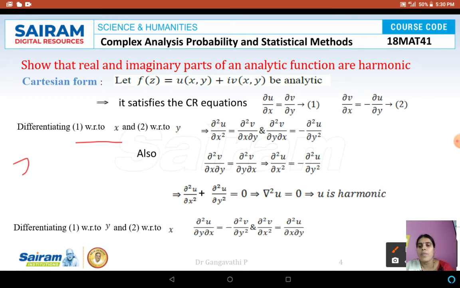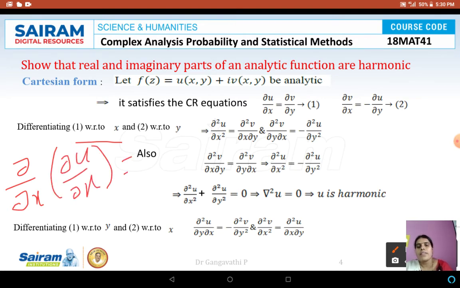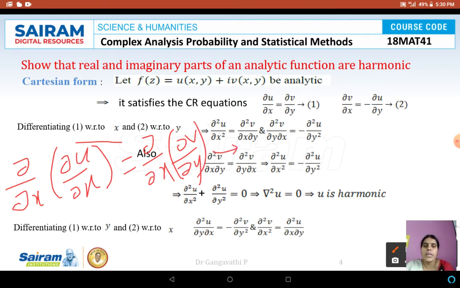So we are going to operate dou by dou x on dou u by dou x, equation 1 I am considering. On the other side we have dou by dou x of dou v by dou y. So this dou by dou x of dou v by dou y only is going to be dou square v by dou x dou y.